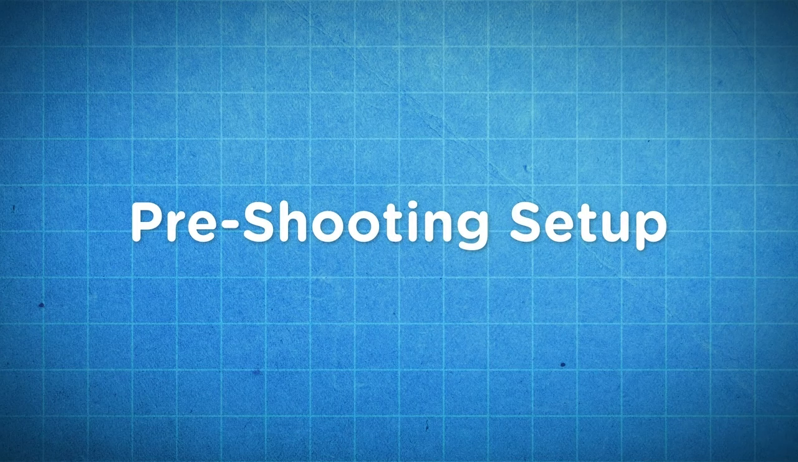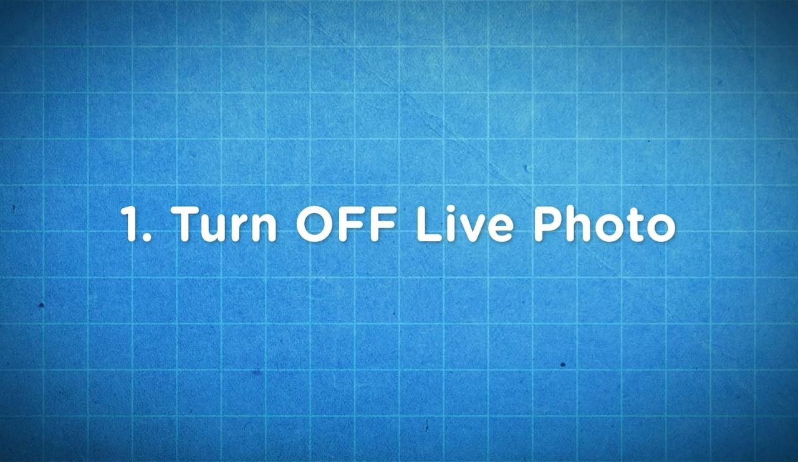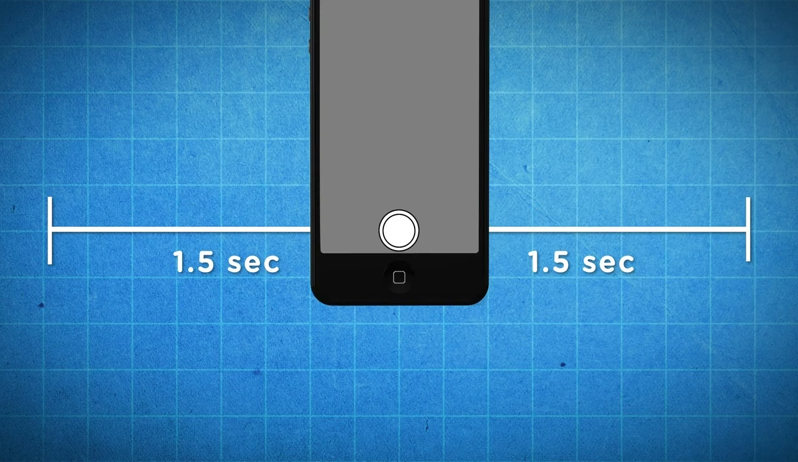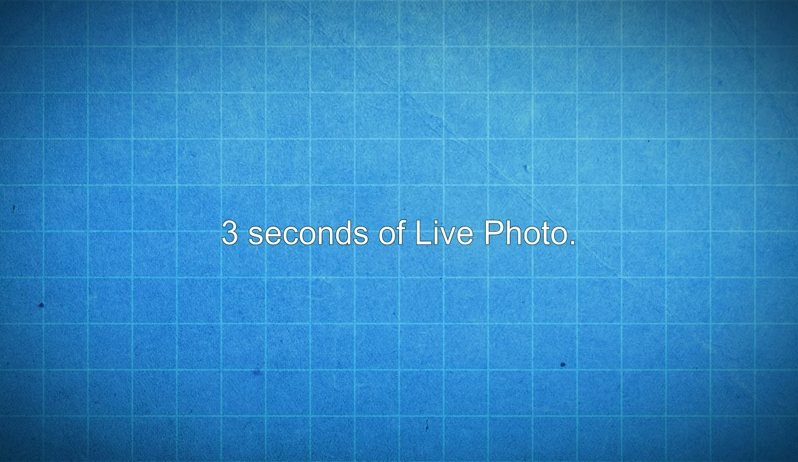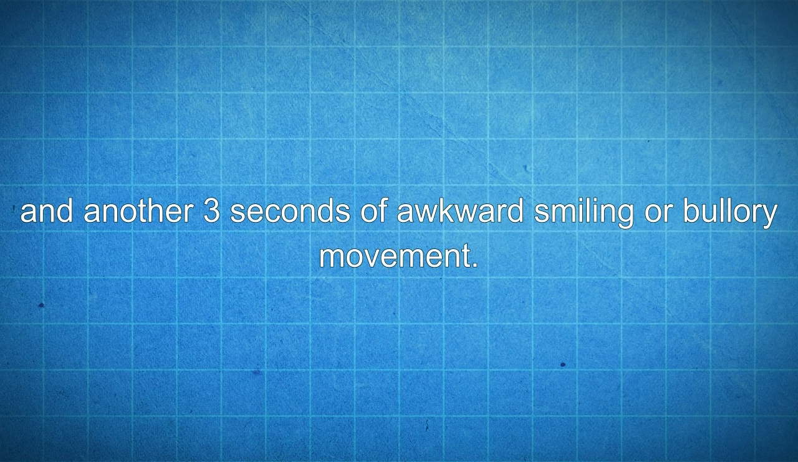Okay, so first we're going to talk about pre-shooting setup. Before you run out and put sunglasses on your dog and play paparazzi, we have to get you set up with the right settings. First, turn off live photo. Live photo mode takes a 1.5 second video with audio before and after tapping the shutter button. So you end up with 3 seconds of live photo that consists of maybe one good frame and another 3 seconds of awkward smiling or blurry movement.